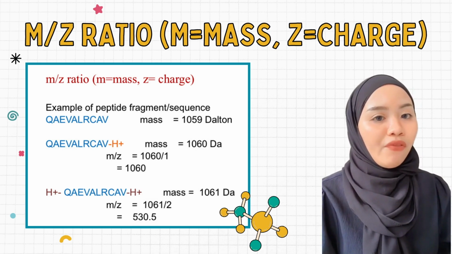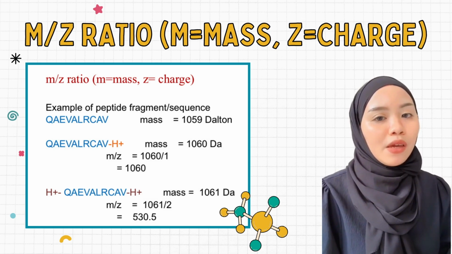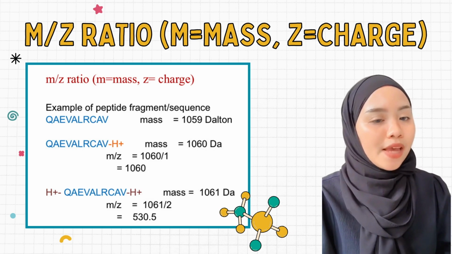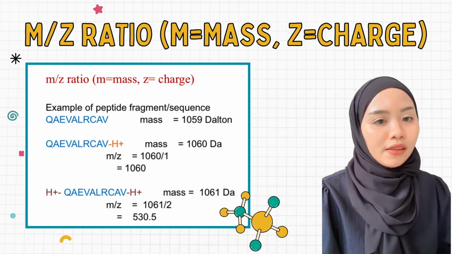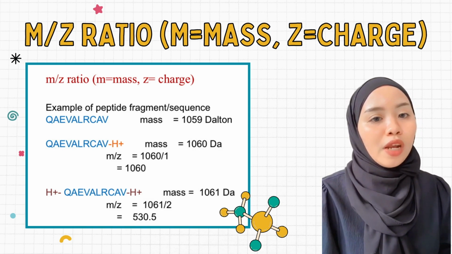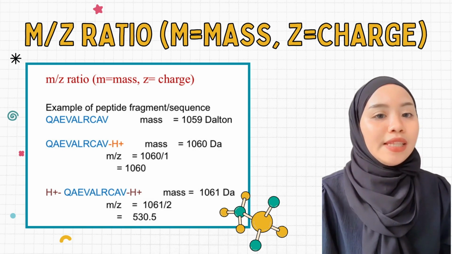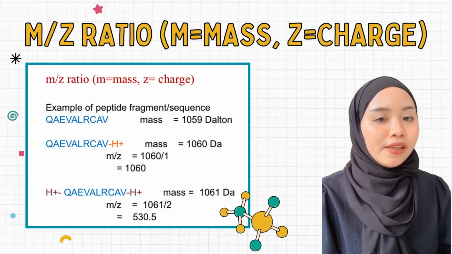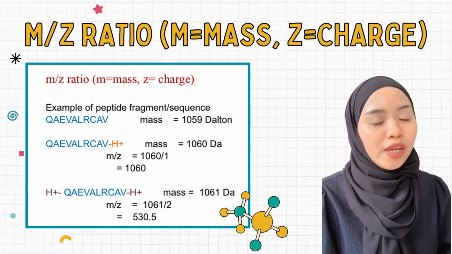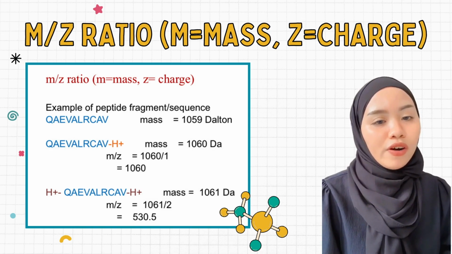Example of a peptide fragment. Let's take the peptide as an example. Its neutral form has a mass of 1059 daltons. Single protonation, plus one hydrogen charge. When a proton is added, the mass increases to 1060 daltons. Since the charge is plus 1, the m/z ratio is 1060 over 1.